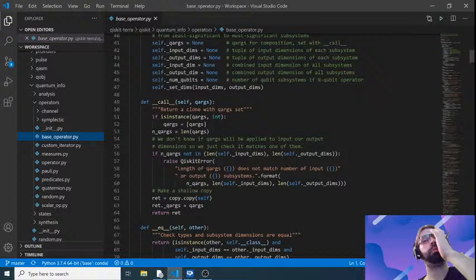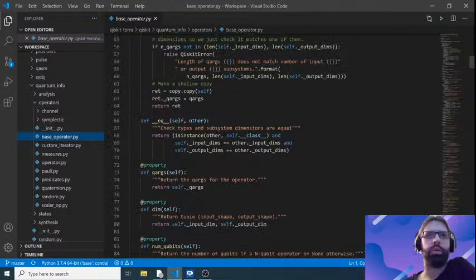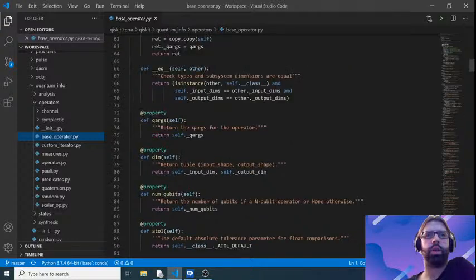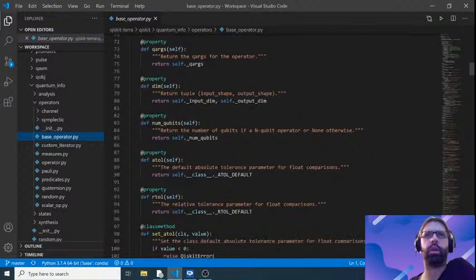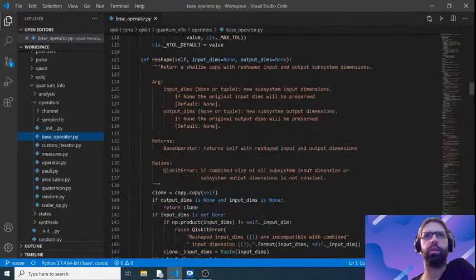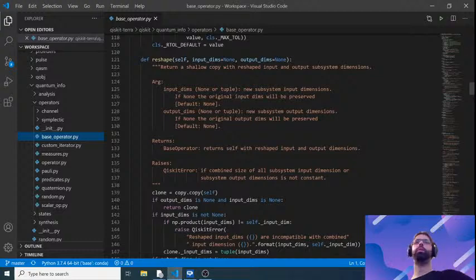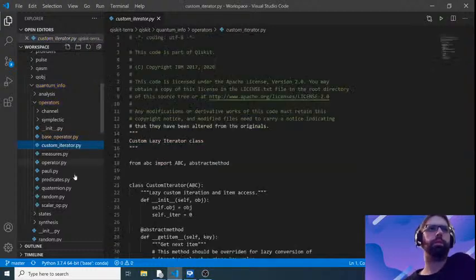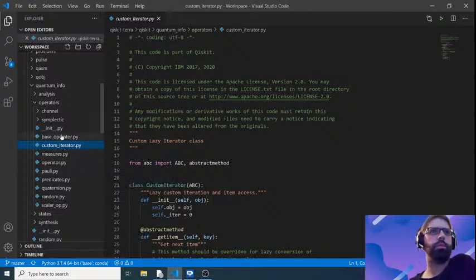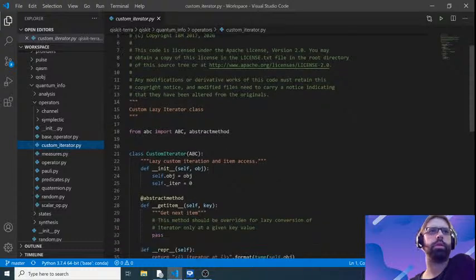What is these? Subset dimensions are equal, probability dimension, number of qubits if an n-qubit operator or none otherwise. Absolute tolerance parameter for float comparisons. This is all long. Reshape: return a shallow copy with reshape input and output subsystem dimensions. Base operator. Then we have custom iterator.